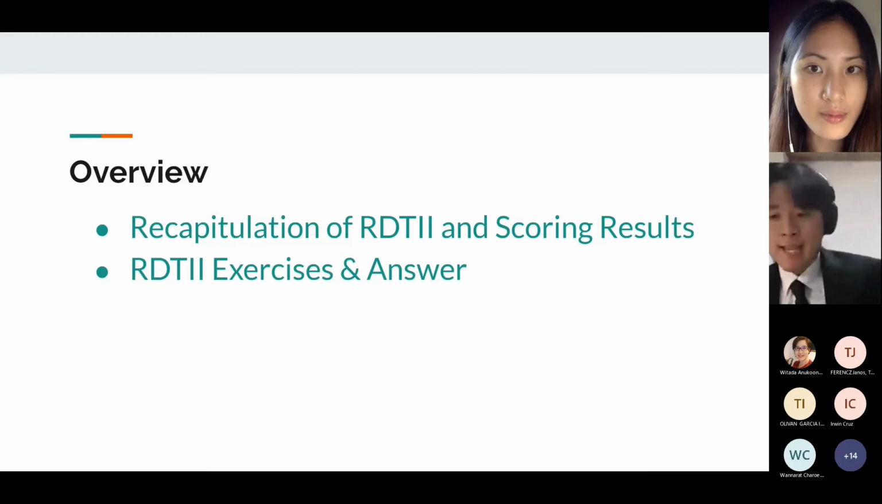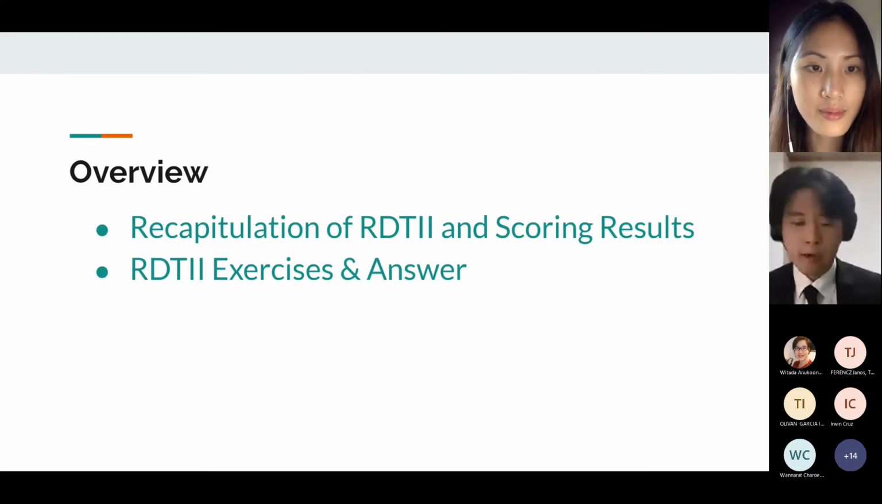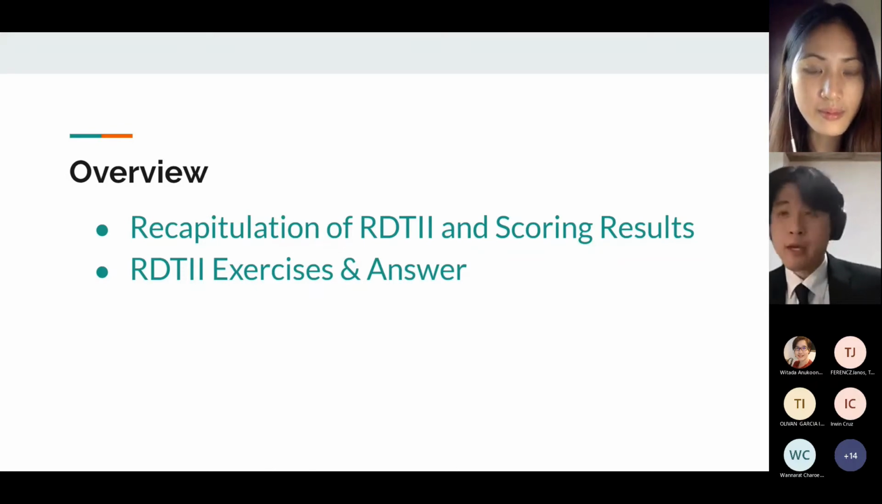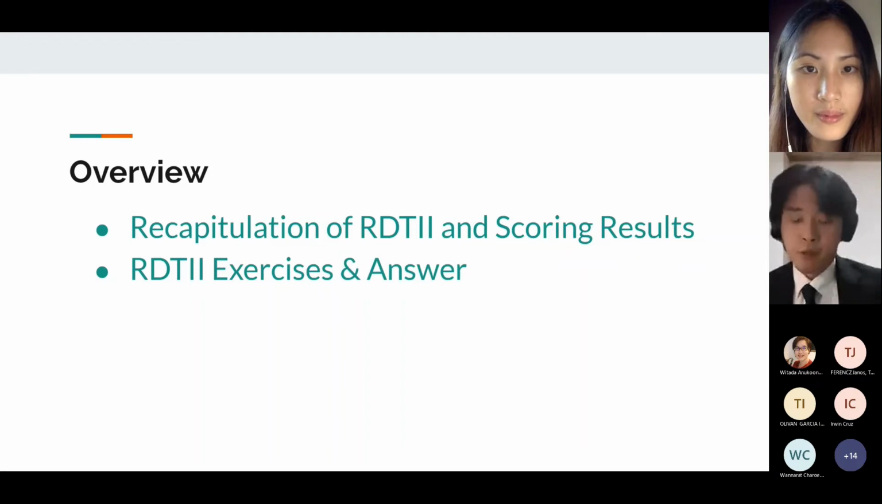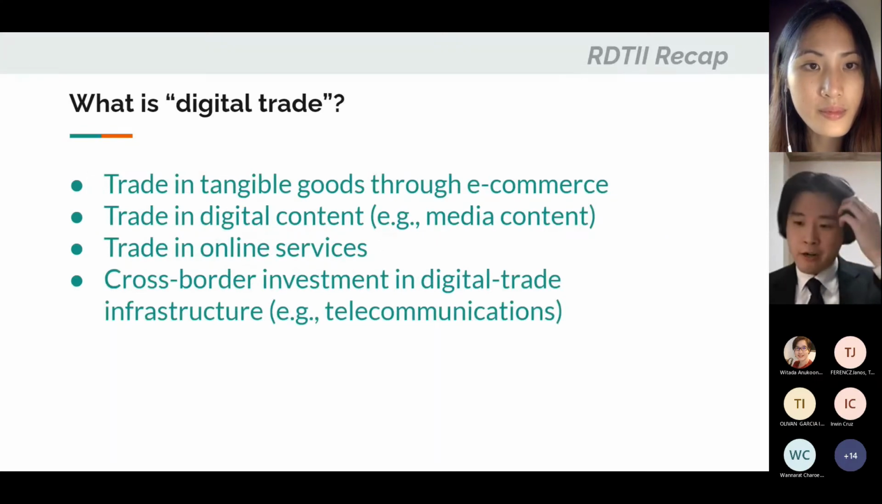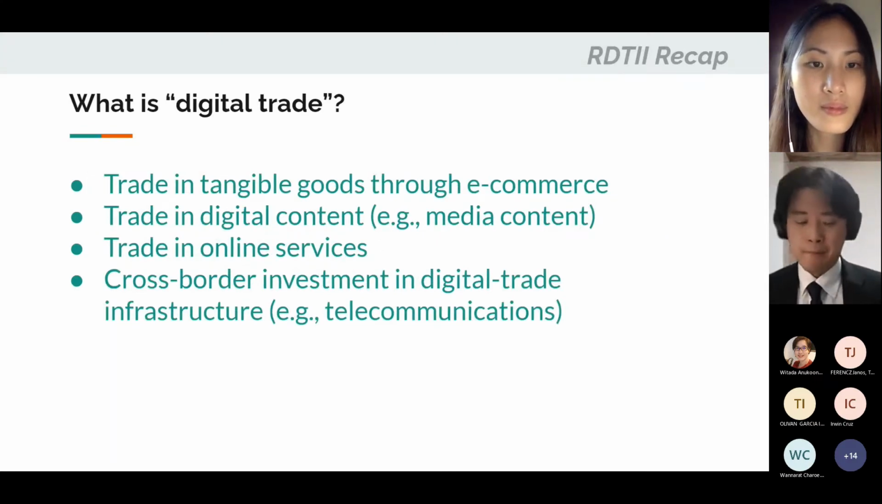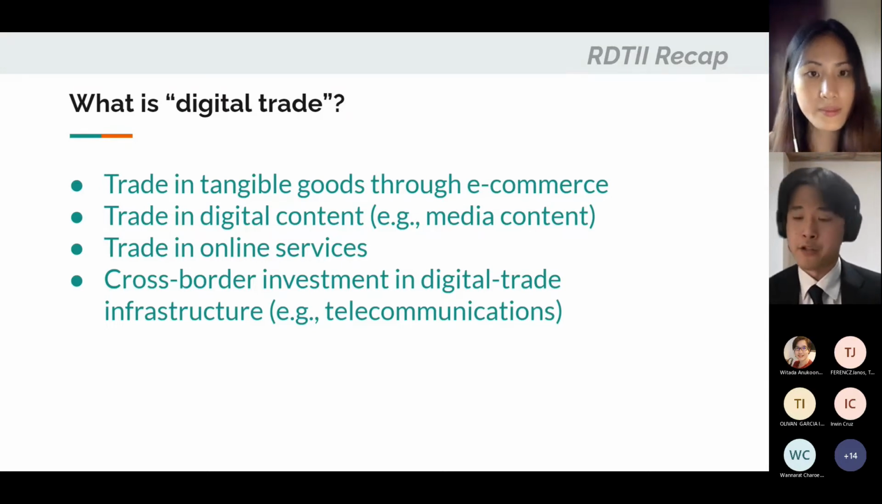I believe that at the end of this year, a more rigorous paper about what we have found using RDTII will be published. And this presentation will provide you with just the tip of the iceberg of what we have found. In the second section, we will walk you through the RDTII exercises and answers. So RDTII is about informing on regulatory measures that apply to digital trade.